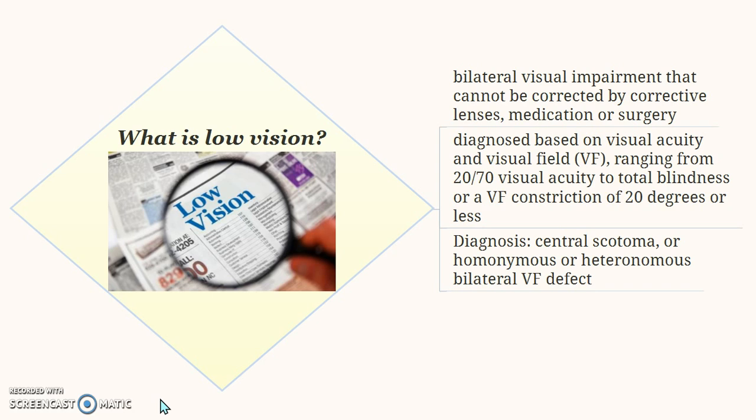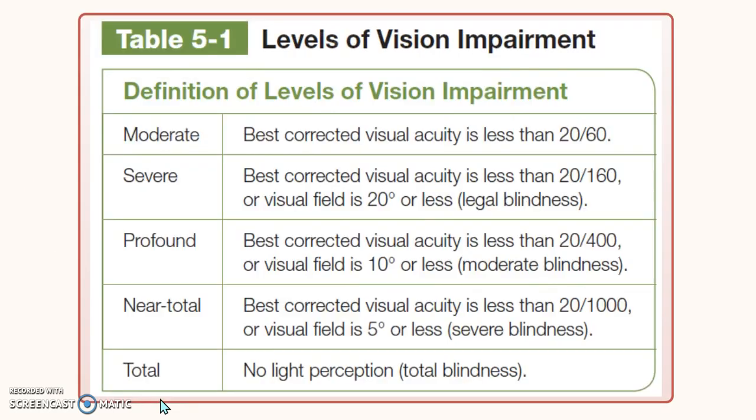So, what is low vision? It's a bilateral visual impairment that cannot be corrected by corrective lenses, medication, or surgery. Its diagnosis is based on visual acuity and visual field. It ranges from 20/70 visual acuity to total blindness, or a visual field constriction of 20 degrees or less. The main diagnosis could be central scotoma or a homonymous or heteronymous bilateral visual field defect.